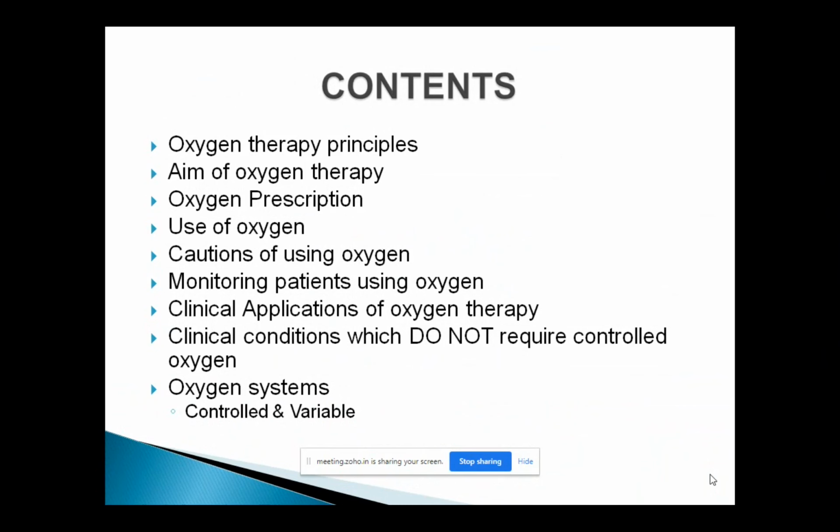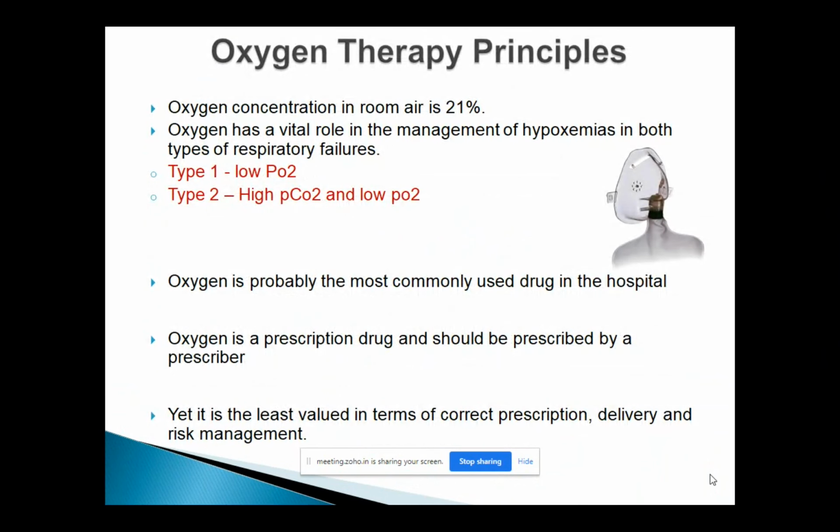So let's talk a little bit about the principles of oxygen therapy. The oxygen concentration in room air is 21%. My small question is, do we have a clear understanding of what this means to us? Of course, I'm not questioning everybody. If it is not clear, this may be a good time to reflect on what 21% in room air, what we are breathing, means.